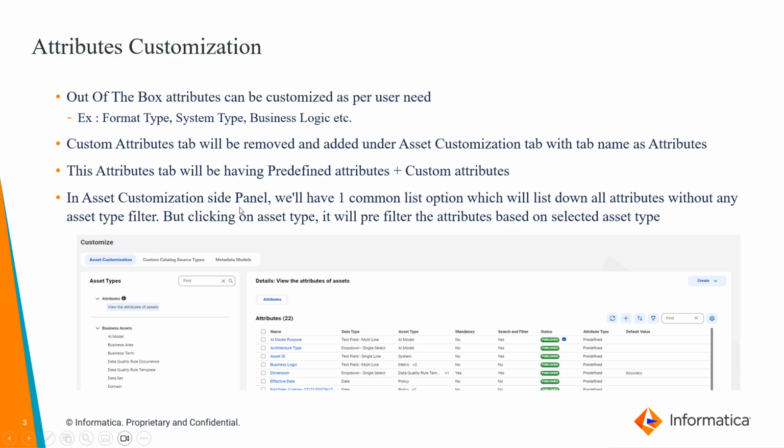In the asset customization pane, we will have one common list option that will list down all the attributes without any asset type filter. And when we click on these asset types, for example business area, business term, then it will filter those attributes based on the selected asset type.